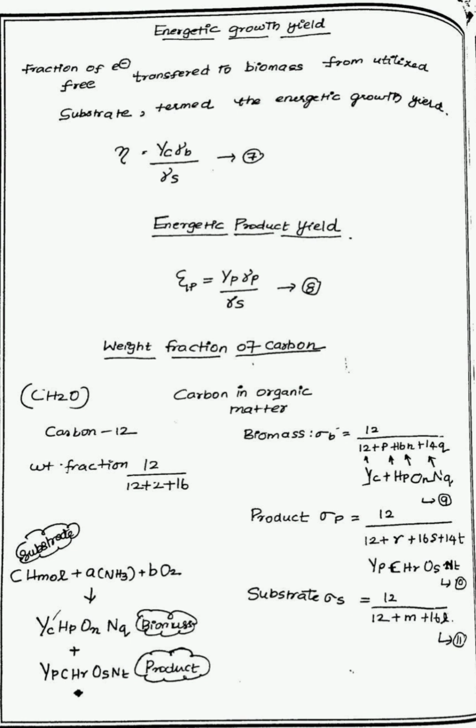And then for the substrate, it is 12 divided by 12 plus 1 M of hydrogen, so M, plus 1 L of oxygen, so 16L. So you need to remember these equations. If they ask you to calculate the weight fraction of the carbon atom in an organic matter, you need to calculate based on these three equations.